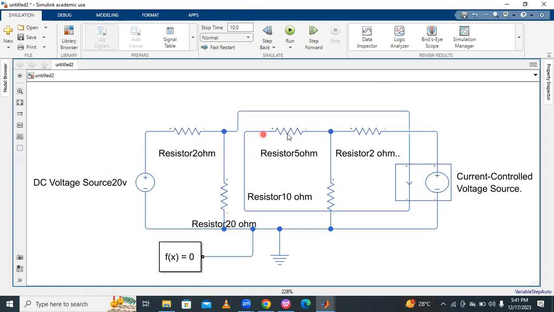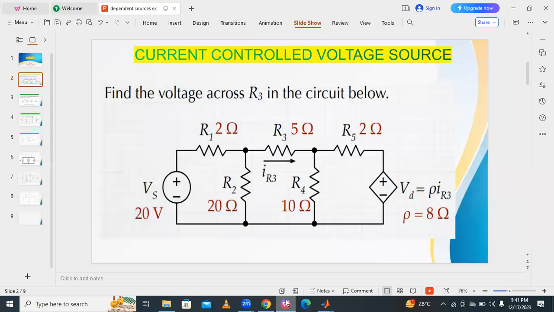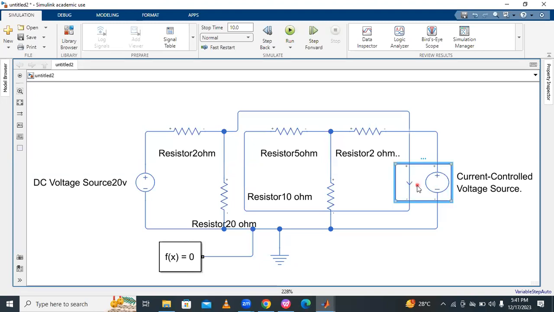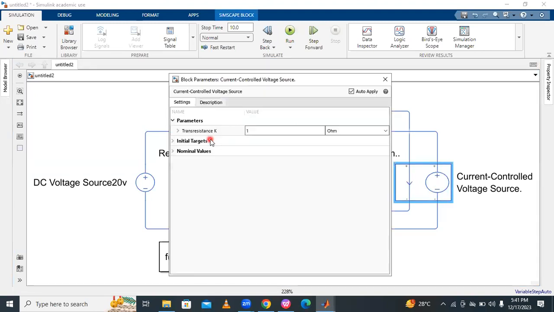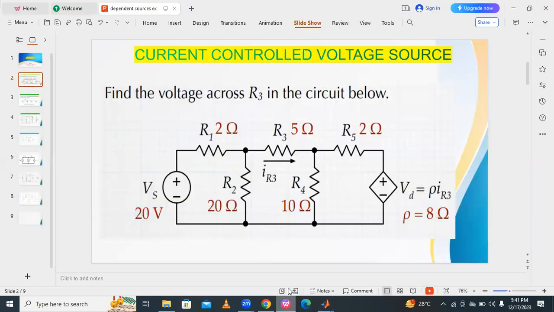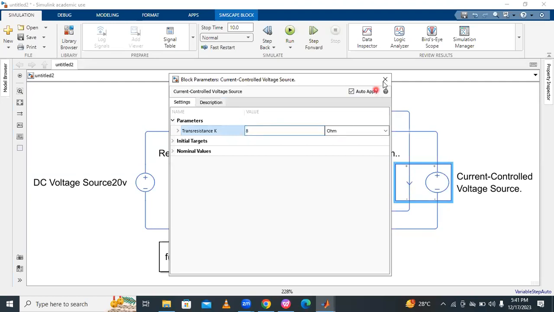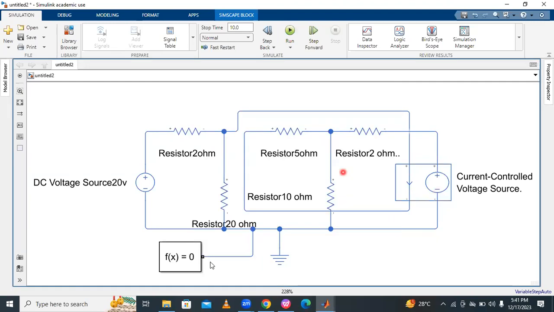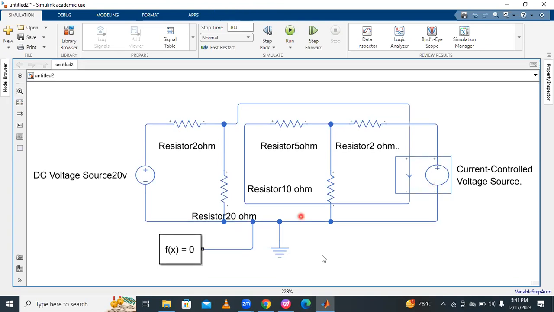Current enters this 5 ohm resistor, entering like this and leaving like this. So that is called I3. Here the gain is called 8 I R3. And what does this mean? The transresistance is equal to how much here? 8. In this way we have to connect the circuit.